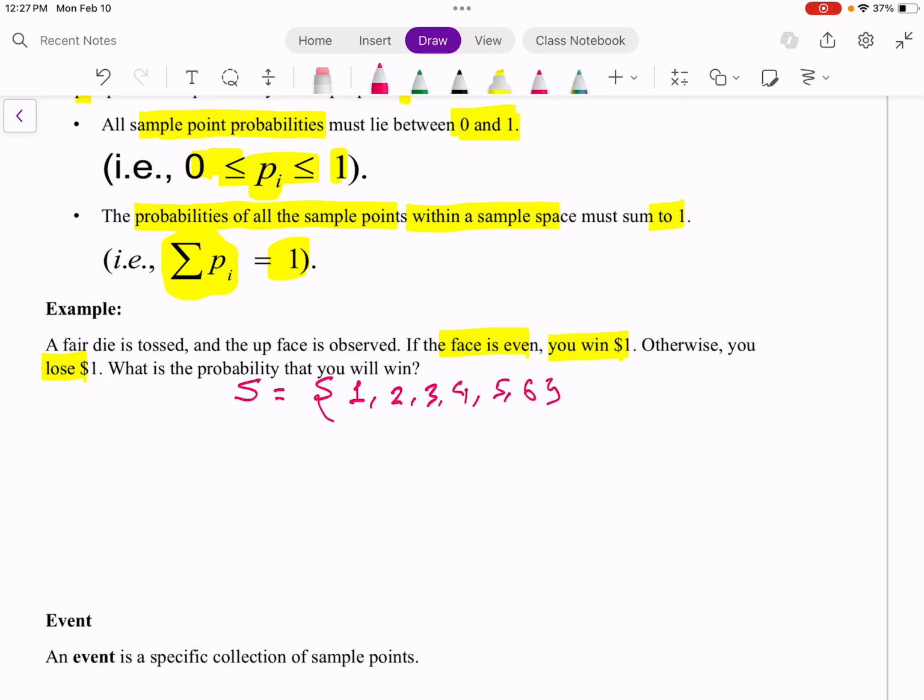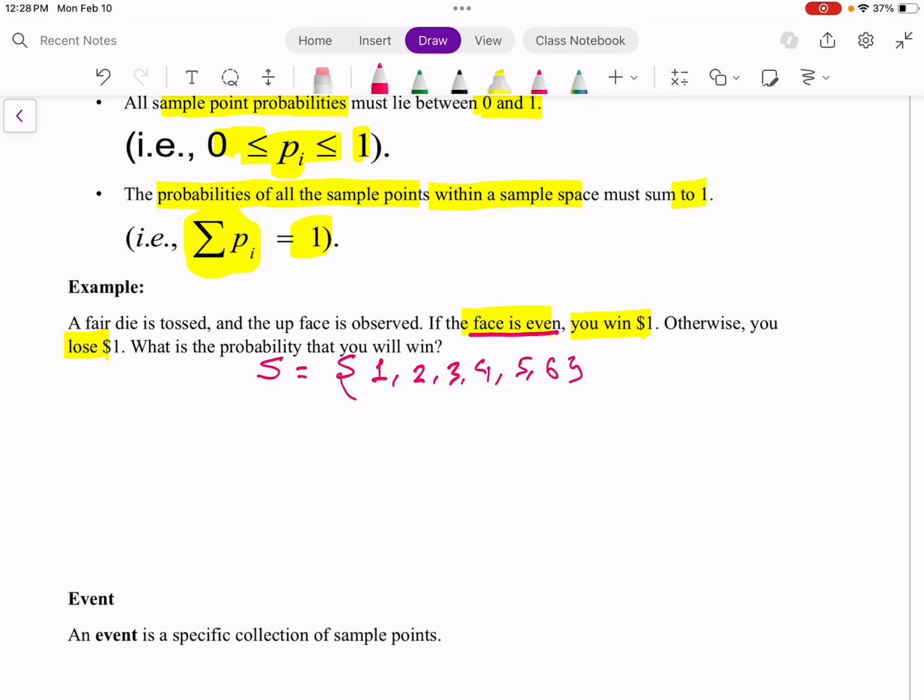Now, if the face is even, what does that mean? What do we need to get when we throw a dice? 2, 4, 6, right? So the possible face has to be 2, 4, or 6. Let me call that set of even numbers set A. When you throw 2, 4, or 6, you win $1, and we are trying to find the probability that we will win.